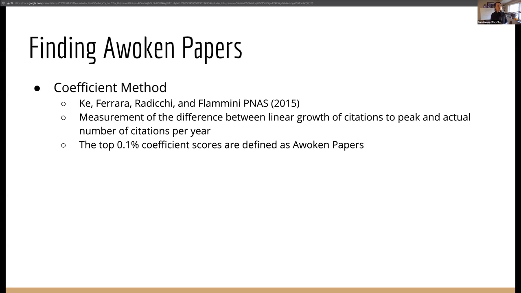And so what you do is you calculate this coefficient for all of the papers, and then you just define the top 0.1% of coefficient scores as being Awoken papers. That is just the number that they used in that paper, and I also decided to use it in this. It means that I do get different coefficient numbers to get the Awoken papers than they did, because I work with a slightly different data set. They were looking at 1900 to 2014 Web of Science, and I'm looking at 1900 to 2017.